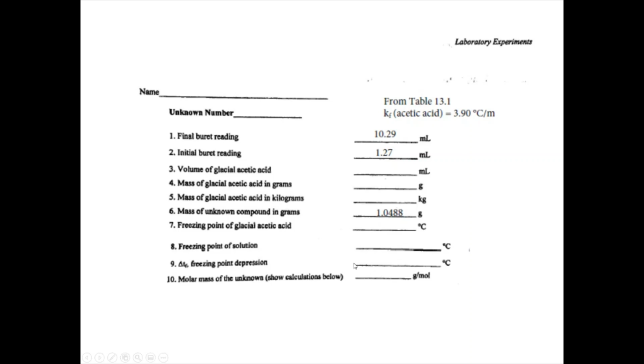And then you can take the difference between the two. The delta T should be a positive number to work with the equation that I gave you. And then from all of this data, you can get the molar mass.